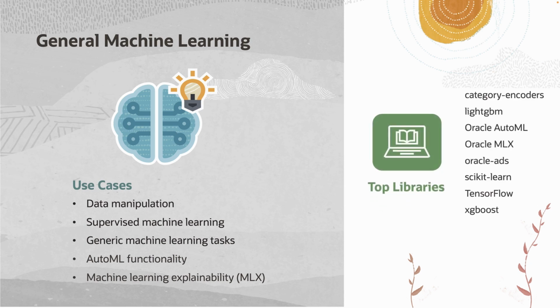The general machine learning library includes such things as XGBoost, LightGBM, Keras with TensorFlow, and as I mentioned, Oracle AutoML. This environment includes the model explaining library, Oracle MLX, which is distributed through ADS.